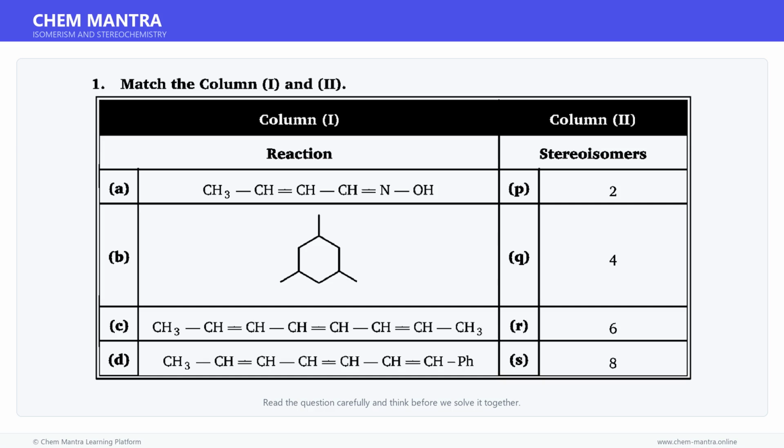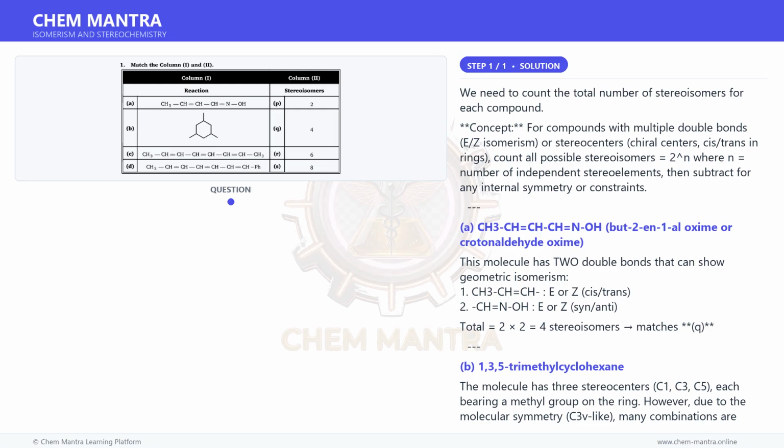Here is a question. Read it carefully and think about the answer. Let us solve it step by step. Let us begin solving this step by step. We need to count the total number of stereoisomers for each compound.